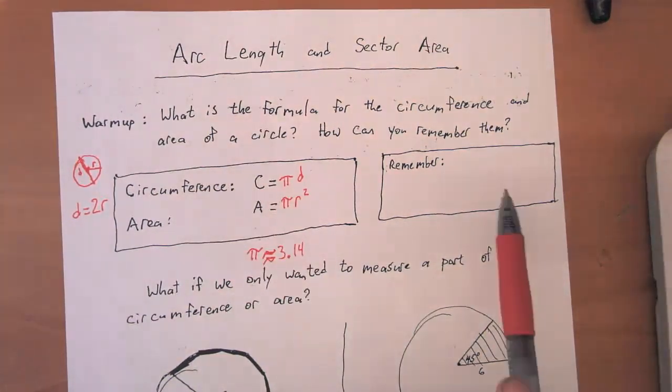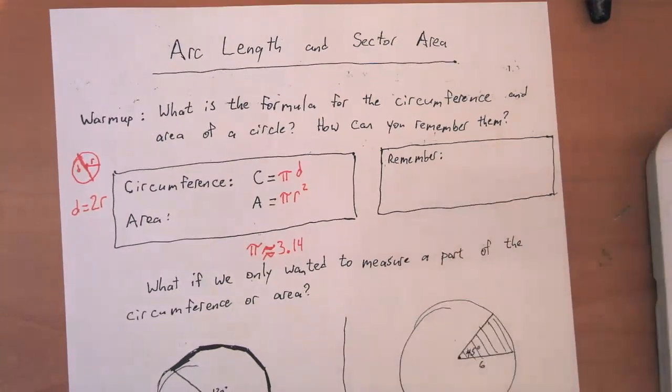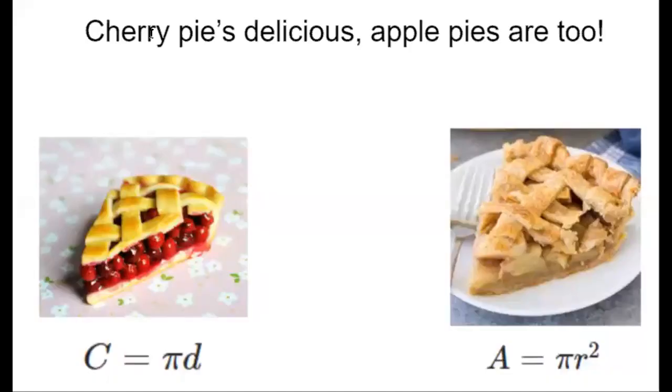And if you have trouble remembering it, you can put this little keyword down over here. And the keyword that I want to give you is that cherry pie is delicious and apple pies are too. That's great advice when you are ordering dessert. And it's also useful information because it's got the formula for the circumference, cherry pie delicious, and the area of a circle, apple pies are too. So hopefully that helps you either when you're ordering dessert or remembering circle formulas.